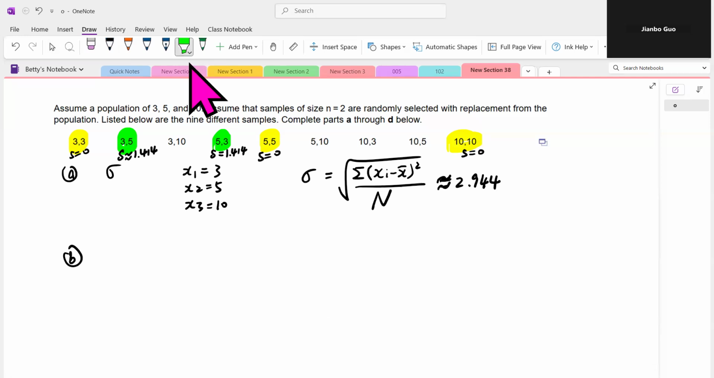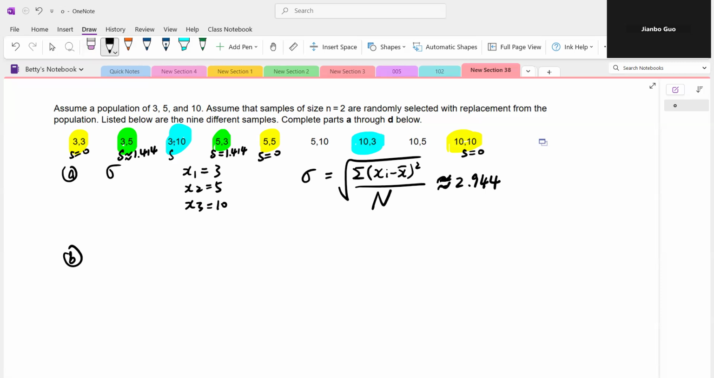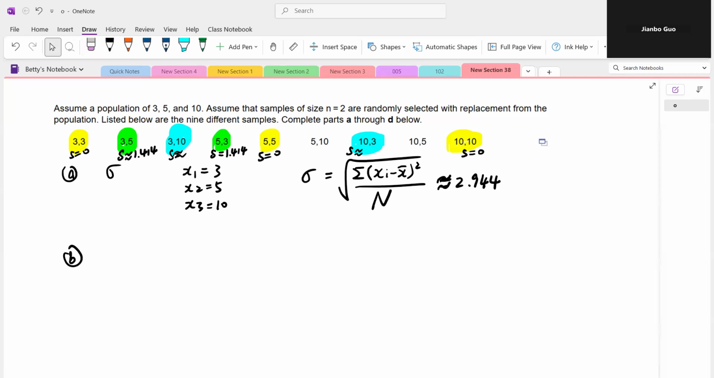Let's change to another color, say blue. 3, 10 and 10, 3. They should have the same value, because they are actually the same sample. For the standard deviation, you can use the formula or the TI-84 calculator. I'll just tell you the value. I think it's around 4.9. Let me double check. It's 4.95. This one, 4.95, and two more, right?